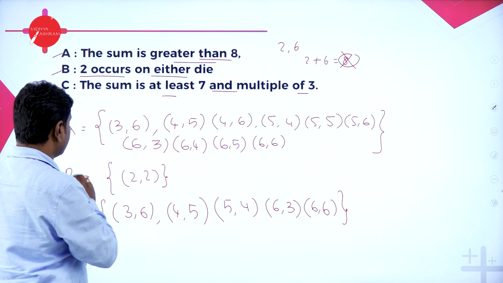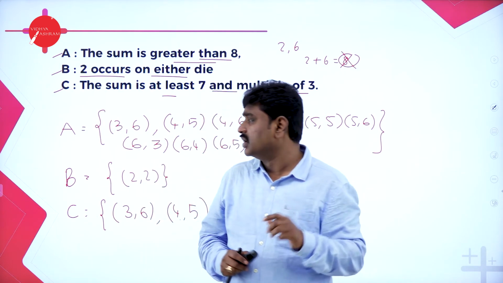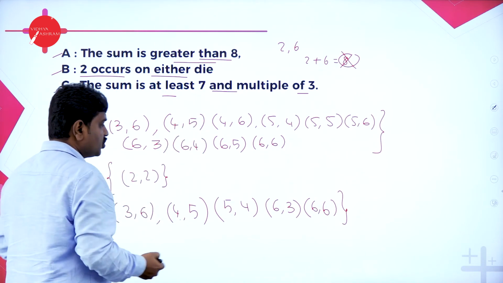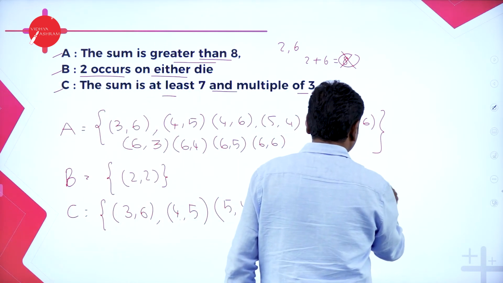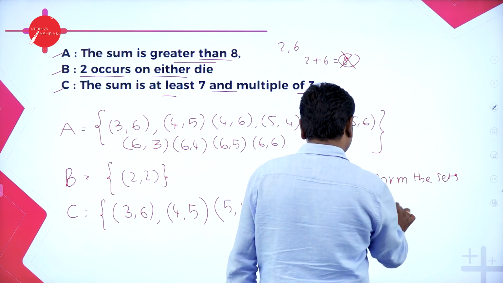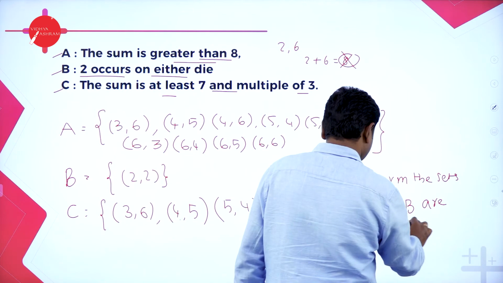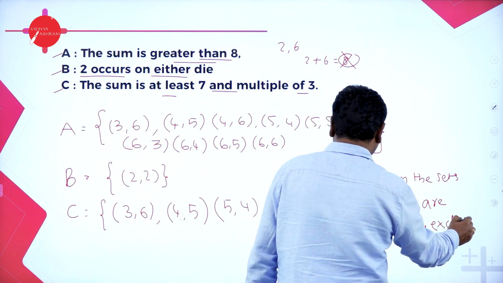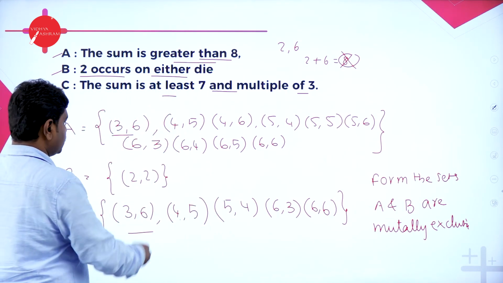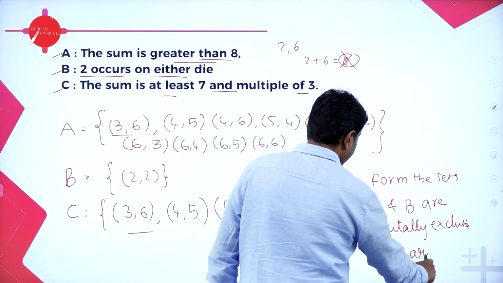Now we'll see which pairs are mutually exclusive. Dear student, mutually exclusive means they should not have any common elements. A and B: 2, 2 we have here, and we don't have 2, 2 in A. So A and B are mutually exclusive. What about A and C? No, we have common elements, 3, 6. What about B and C? B and C are also mutually exclusive.